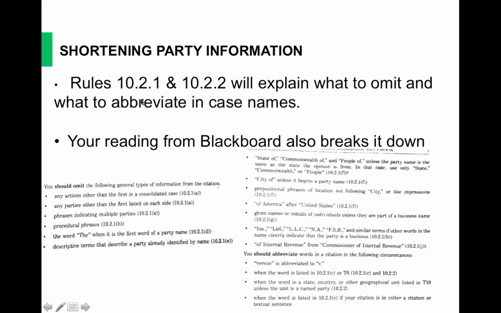You really do need to look at rules 10.21 and 10.22. This is in the white part of your Blue Book. It's also in the PDF posted on Blackboard. Many rules for how to abbreviate and omit and what you need to do for party names. I just screenshotted some of what's in the PDF. It's really helpful. So if you haven't taken a look at it yet, I would highly recommend it. There's really no way to know; you can't just wing this. You have to look in the Blue Book or on Blackboard in order to know how to do this.